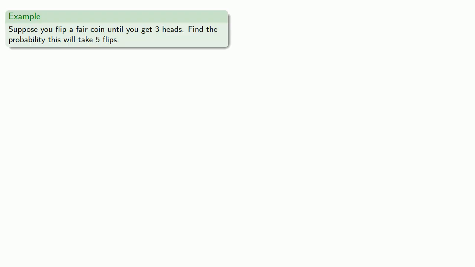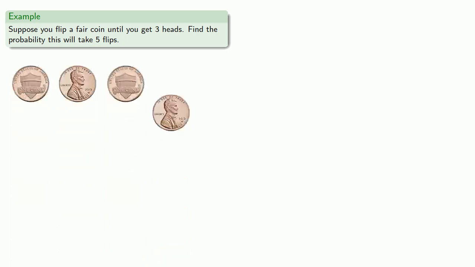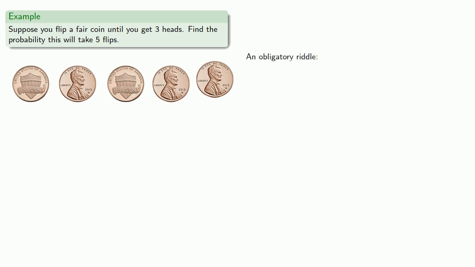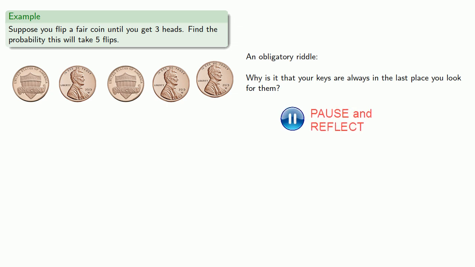So, for example, suppose you flip a fair coin until you get 3 heads. Find the probability this will take 5 flips. So, to understand the negative binomial distribution, here's an obligatory riddle. Why is it that your keys are always in the last place you look for them? And the answer is that once you find them, you stop looking.